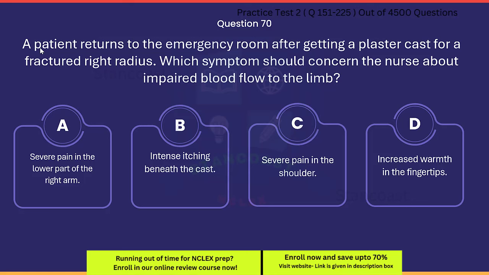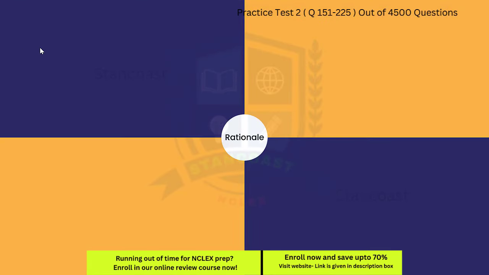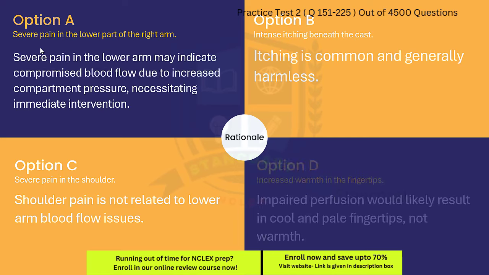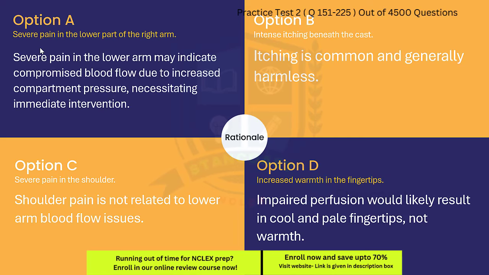The correct answer is A. Severe pain in the lower part of the right arm. Severe pain in the lower arm may indicate compromised blood flow due to increased compartment pressure, necessitating immediate intervention. Itching is common and generally harmless, and shoulder pain is not related to lower arm blood flow issues.